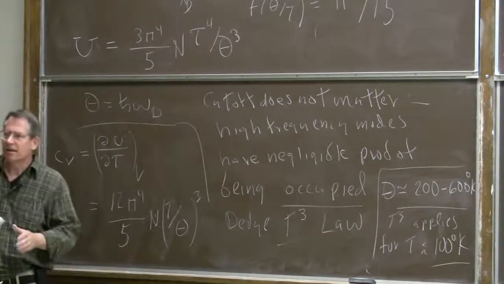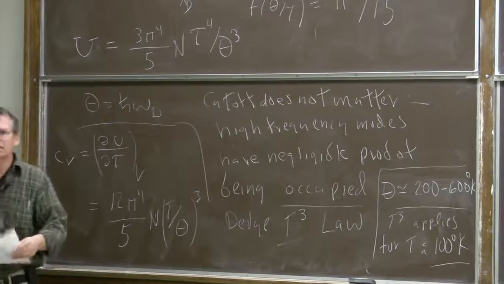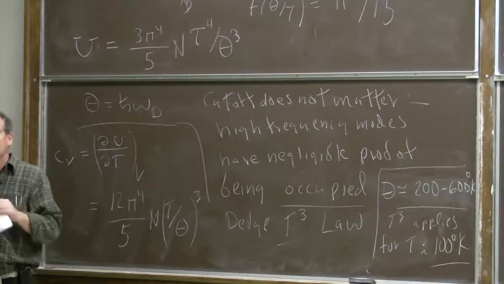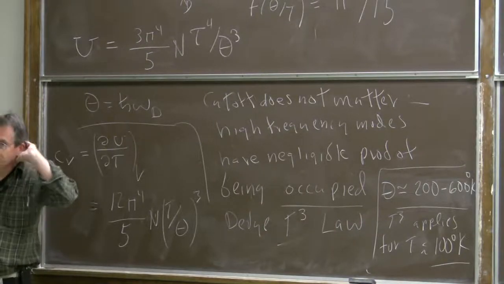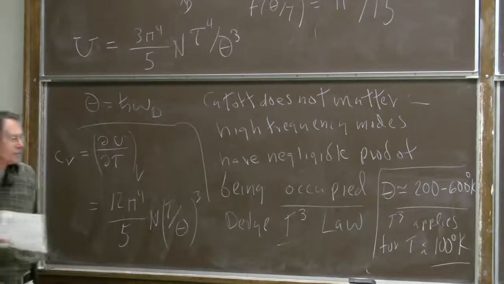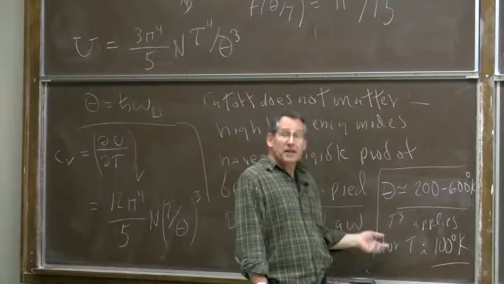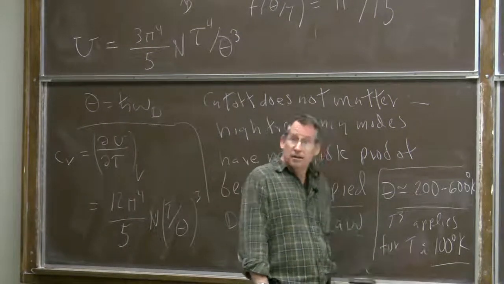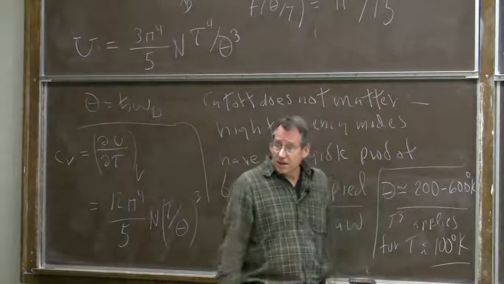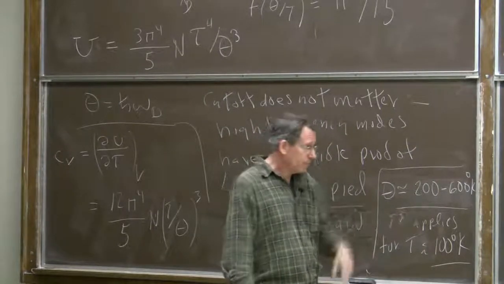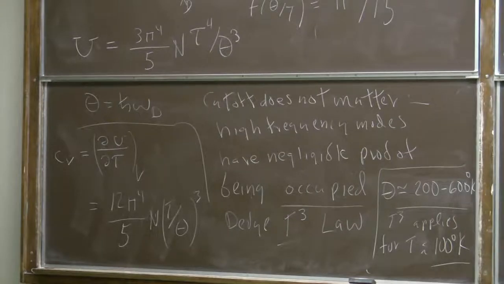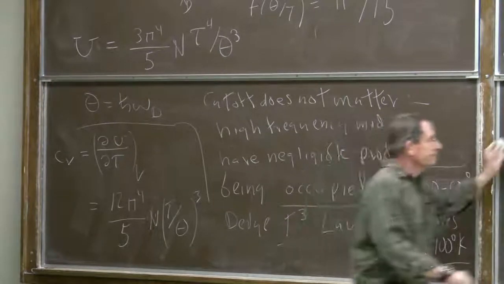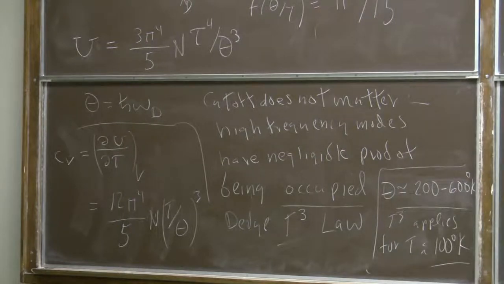How cold is liquid nitrogen? What temperature does it boil at atmospheric pressure? 77 degrees, right. So you'd expect to see the T cubed law apply pretty well if you cool a solid to liquid nitrogen temperature and below. (77 degrees K).